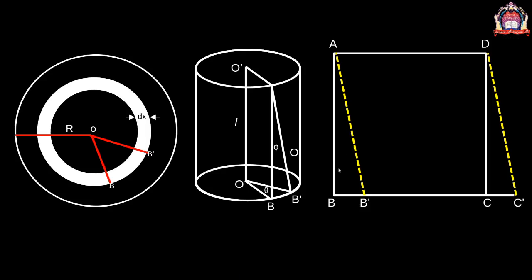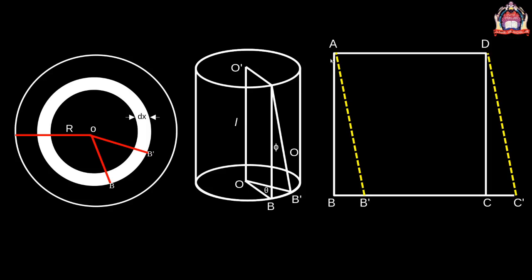The line AB takes up the position AB dash. Before twisting, if this hollow cylinder were cut along AB and flattened out, it would form the rectangular plate ABCD. But after twisting, it takes the shape of a parallelogram AB dash C dash D. This is the angle through which the hollow cylinder is sheared. The shearing angle is maximum at the outer side and minimum at the inner side.